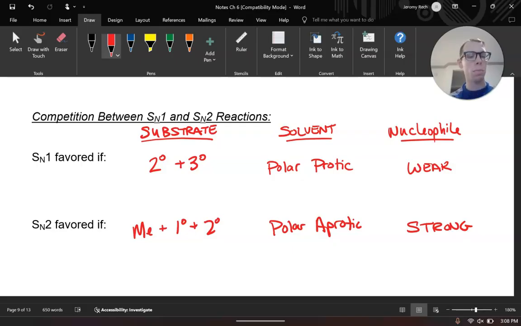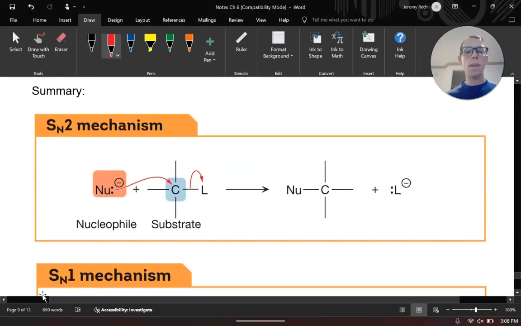Let's go ahead and jump in. So here's a quick summary of a lot of things with our SN1s and our SN2s. This is all the way at the last page of our notes. SN2 reactions are concerted reactions. They happen all at the same time. Your nucleophile will come and attack your substrate, and then your leaving group will leave. This all happens at once, and you have two arrows in just a single step for your SN2 mechanism.